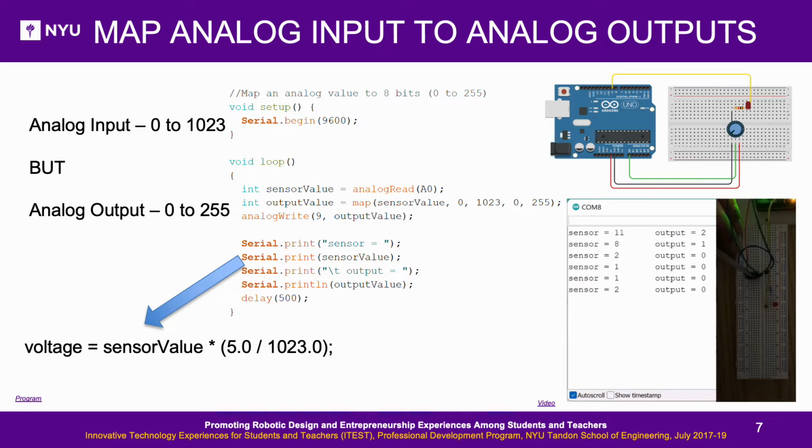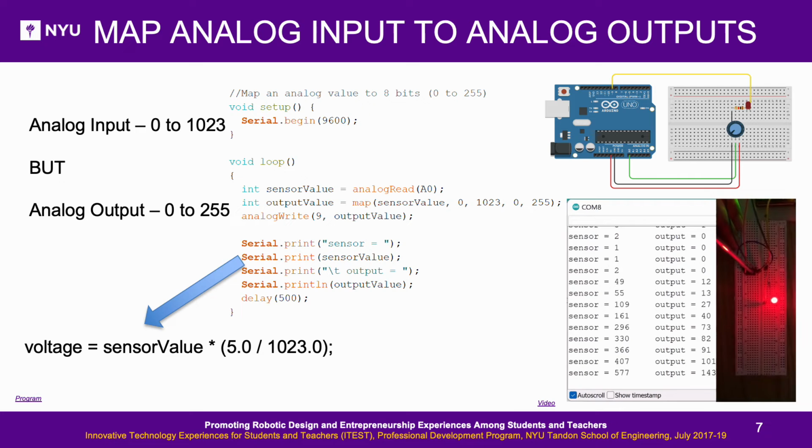Map analog input to analog outputs. Components needed to run this program are Arduino Uno, potentiometer, jumper wires, LED, 220 ohms resistor, and a breadboard. Here, the analog values of voltage received from 0 to 1023 are mapped to outputs of 0 to 255 by turning the potentiometer knob. You can also observe in the video that the LED brightness is increasing as the potentiometer knob is turned from 0 to high resistance.